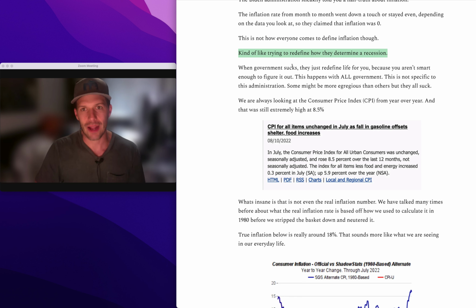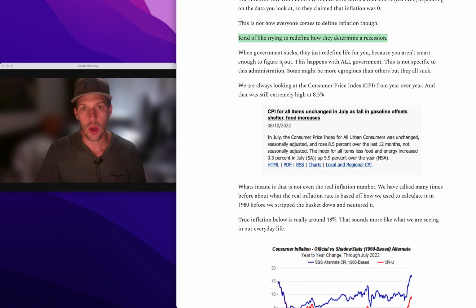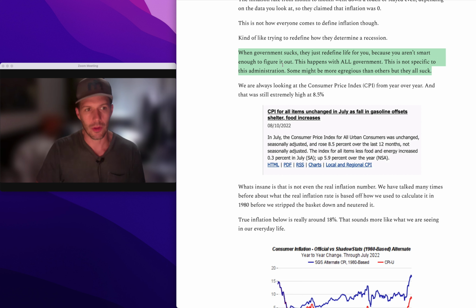Kind of like trying to redefine how they determine what a recession is, as we saw in the last month. When government sucks, they just redefine life for you. George Orwell, 1984, Brave New World, they talked about that. Gaslighting you, redefining words, changing the vocabulary, changing the language to make government look better. Because they know you aren't smart enough to figure it out on your own. This happens with all government. This is not specific to this administration. Some might be more egregious than others, but they all suck.